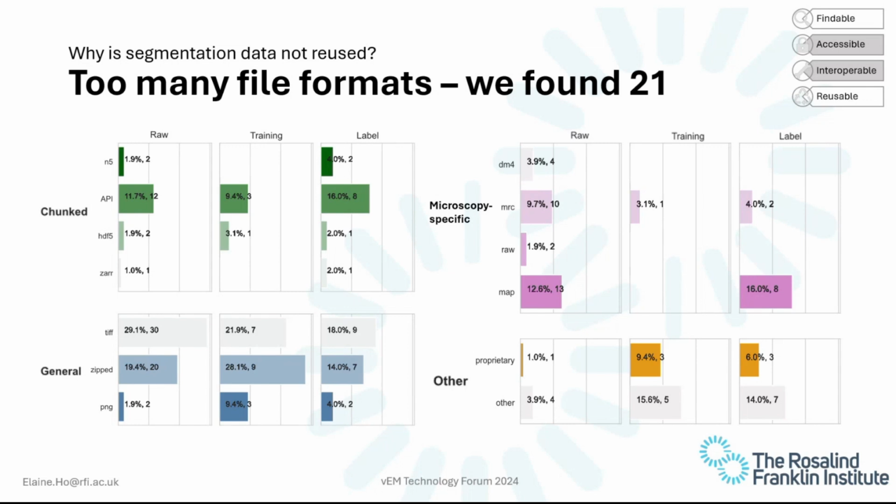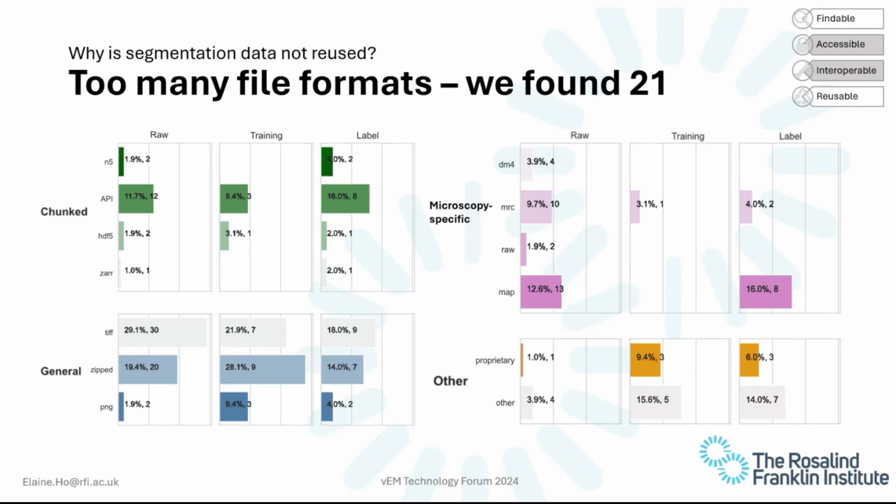The next most popular category, I guess, of file formats is microscopy-specific file formats. The most common ones were MRC and MAPS, which are, I think, basically the same thing. But there are lots of other ones out there as well. And proprietary file formats form a fair amount of the training and label data, especially because they might be locked to a specific software.